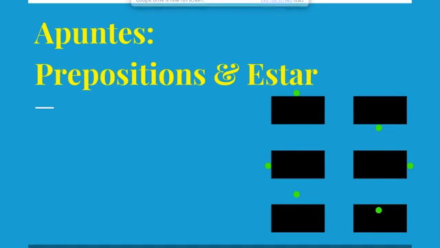Hola, so today we're doing apuntes about prepositions in Estar. And I know that many times notes at this level deal with one major topic. But I think you're going to find that prepositions go so tightly with Estar that you kind of need to know how to use both of them together.